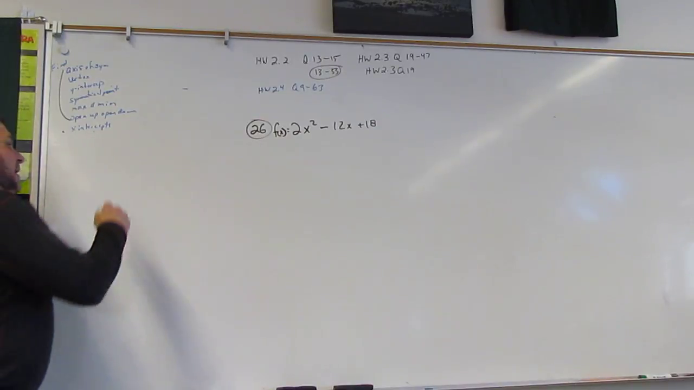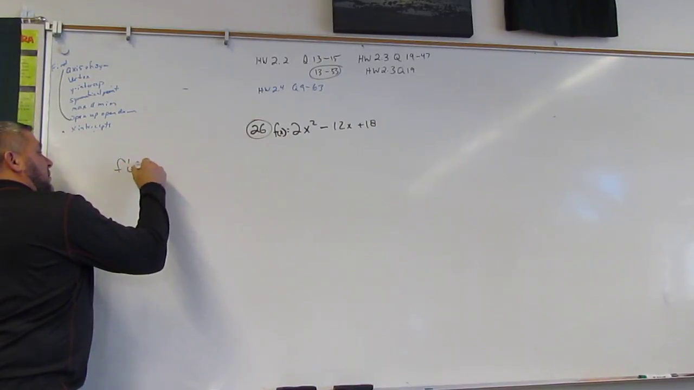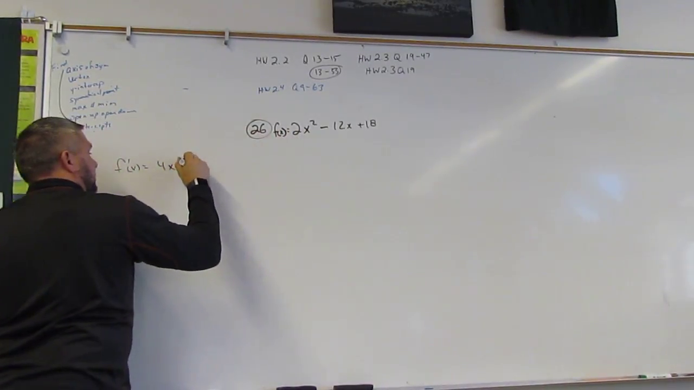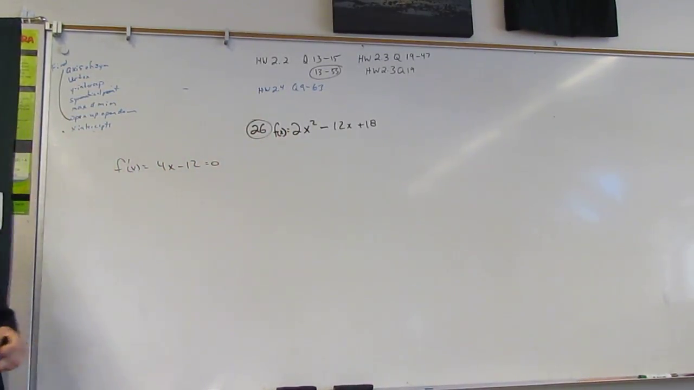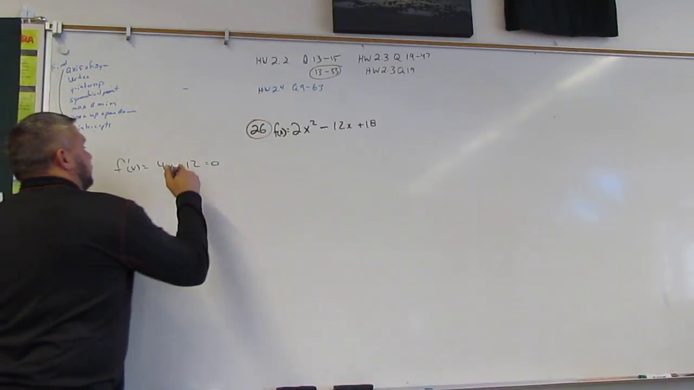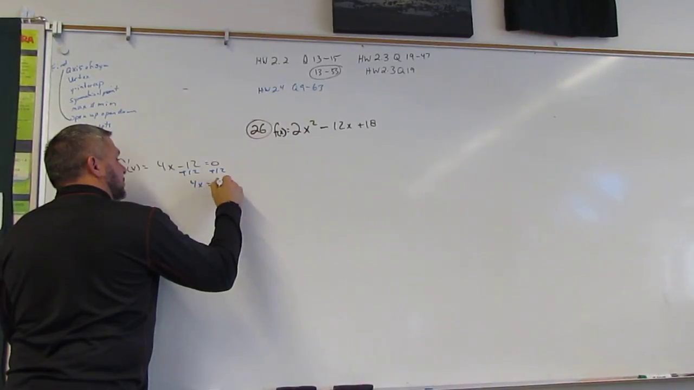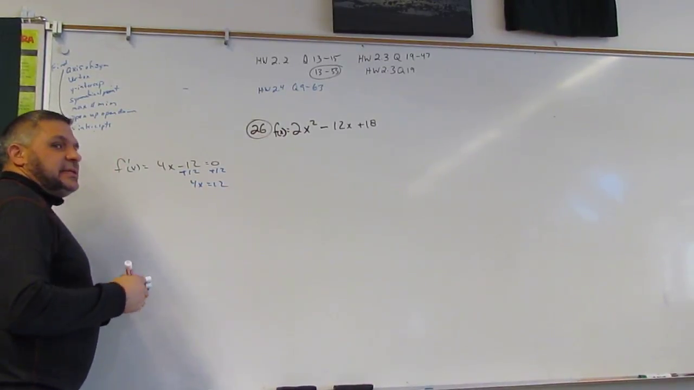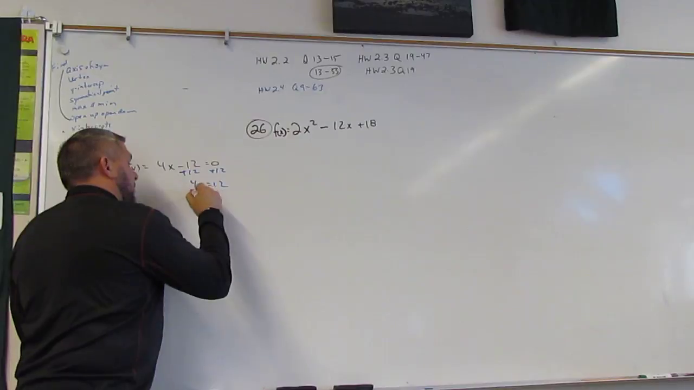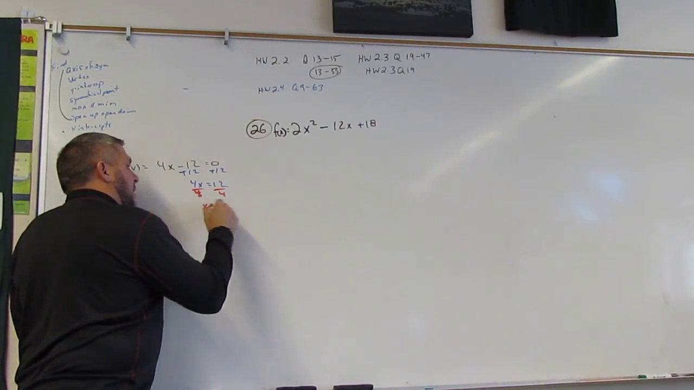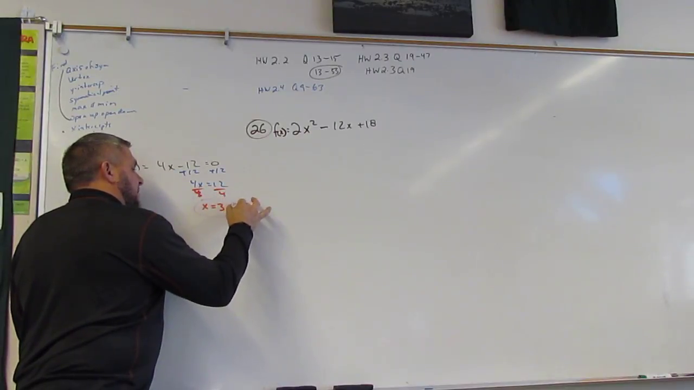Okay? I need to find f prime of x. Well, that's equal to 2 times 2, which is 4x, minus 12, and then set that equal to 0. Okay? So always 2 times that first number. That's it. Now, plus 12, and I get 4x is equal to 12. So what's the axis of symmetry? Divide by 4, divide by 4, and get x is equal to 3. Okay? And that is your axis of symmetry.